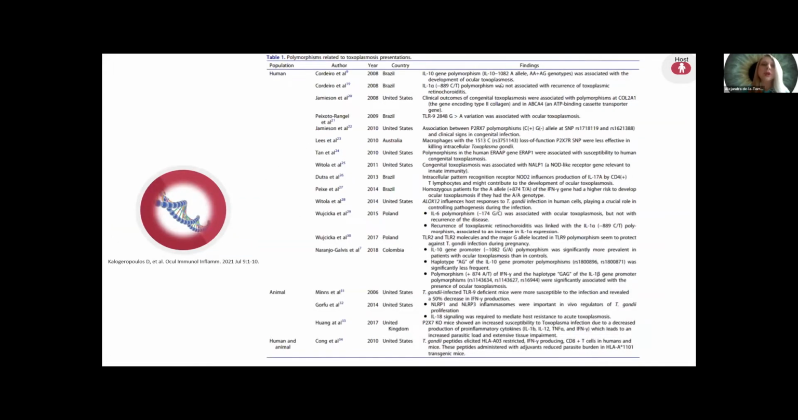Here you can see some of the genetic polymorphisms related to toxoplasmosis presentations. Some of these polymorphisms are described in Brazil, another in the United States, others in Australia, Poland, Colombia, and the United Kingdom.